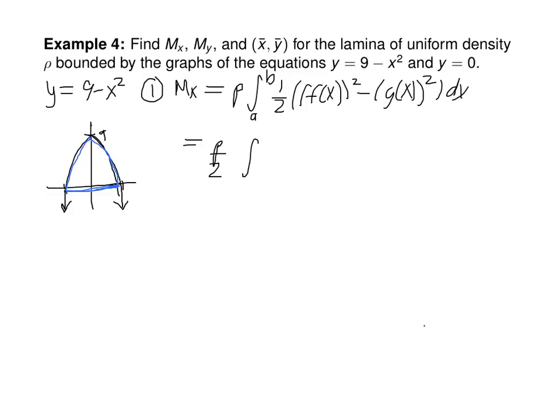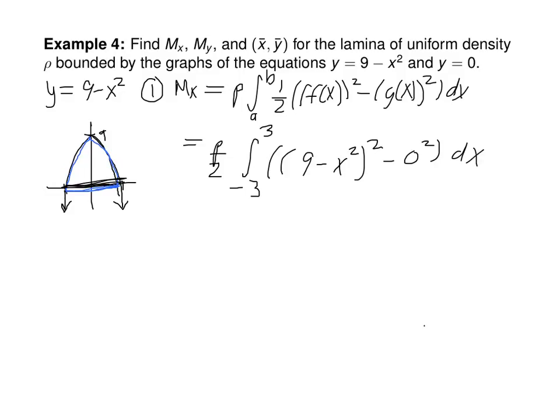Now in this case, my integral is from -3 to 3, and my f of x function is 9 minus x squared. My g of x function, this lower curve, is just y equals 0, so minus 0 squared dx.